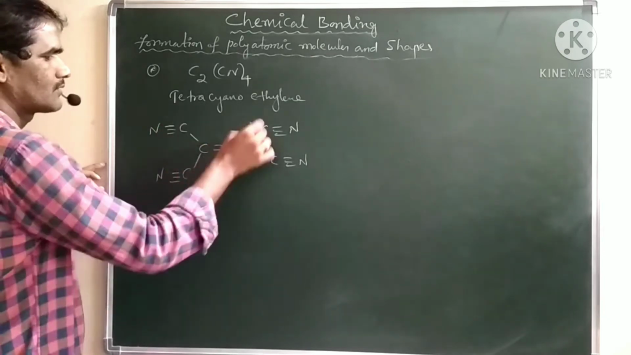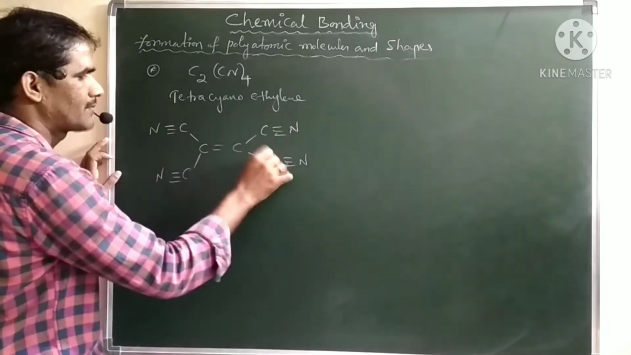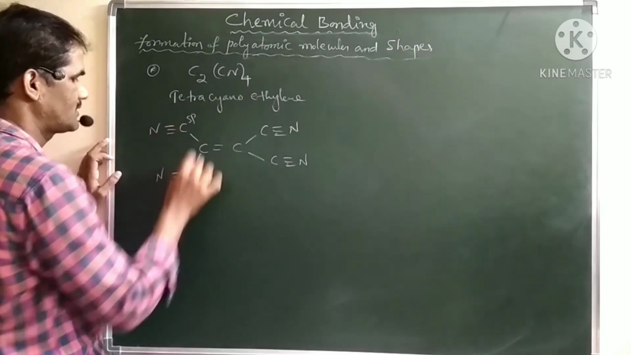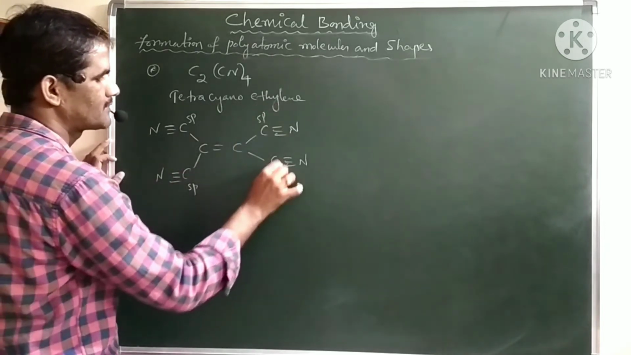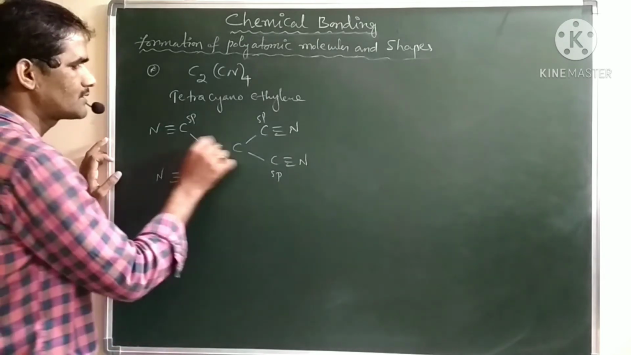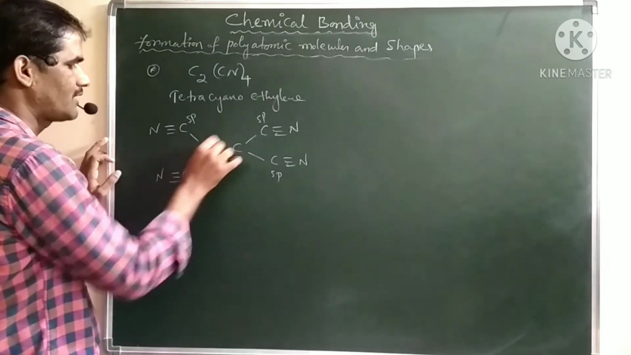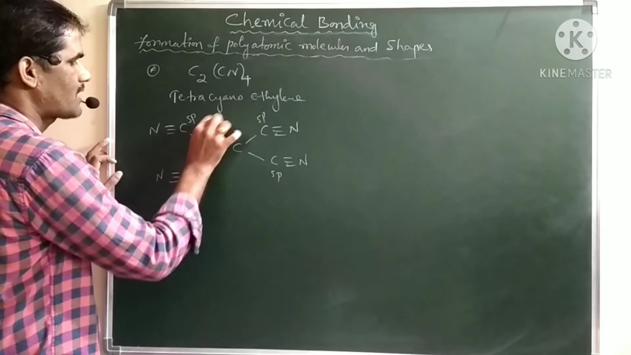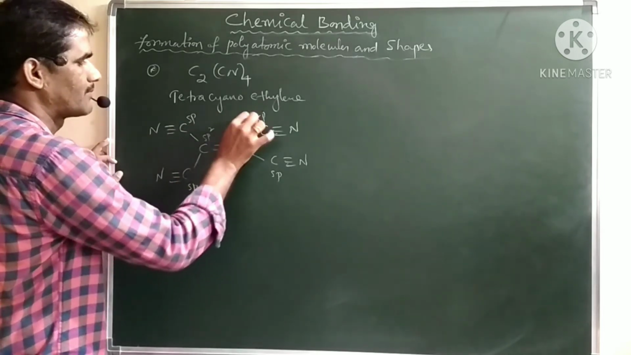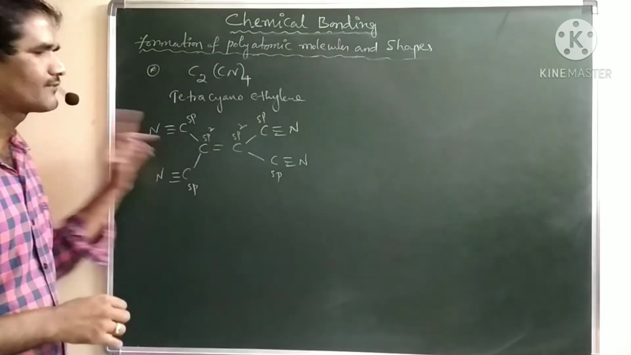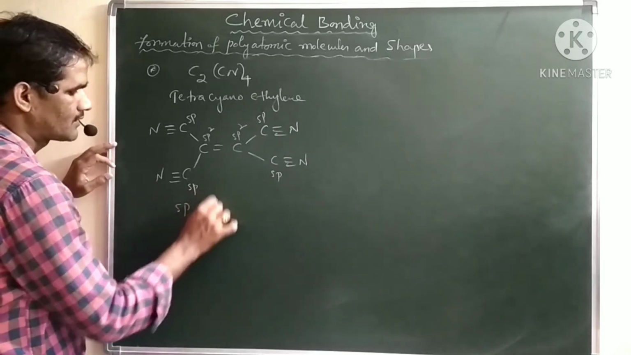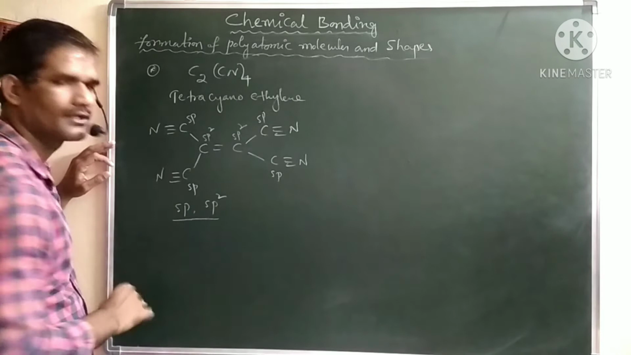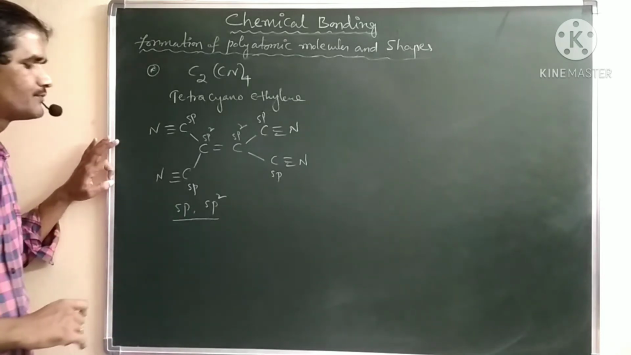And out of these carbon atoms, these are having sp hybridization. This is sp, and this is sp, and this is sp, and this is sp. And this middle carbon atom has 3 bonds, so sp2 hybridization. So we have 2 types of hybridizations here: one carbon is having sp and the other carbon is having sp2.